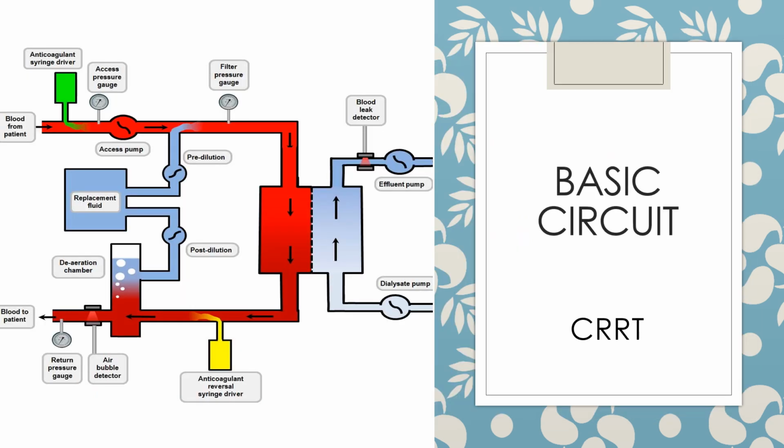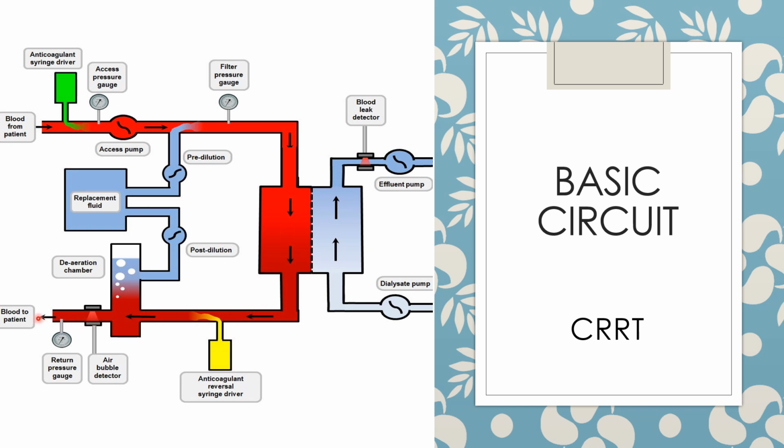This is a schematic representation of the basic circuit of CRRT. Blood enters the circuit from here, then it passes through the filter where diffusion and filtration, as per the CRRT modality, take place, and then finally blood is returned to the patient.